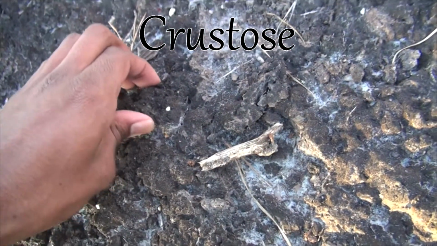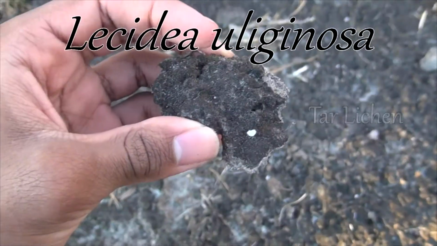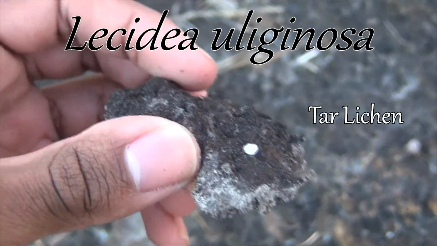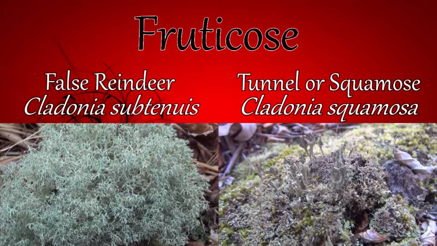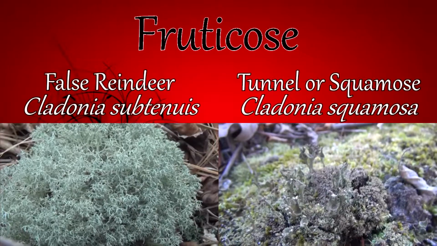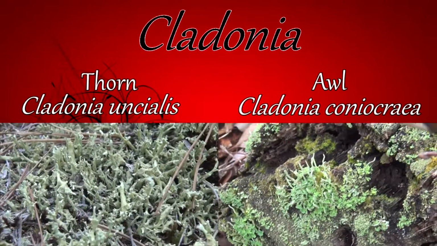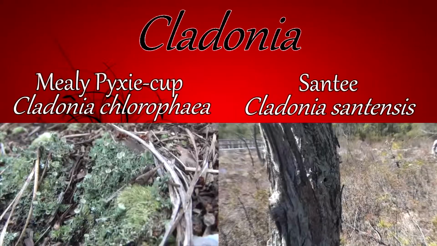Crustose lichens are ones that look crusty in appearance. The most common crustose lichen in the Pine Barrens is tar lichen. Your shrubby lichens are considered to be fruticose and include the genus Cladonia. Most of the species I handed out at the start of this are from this genus.